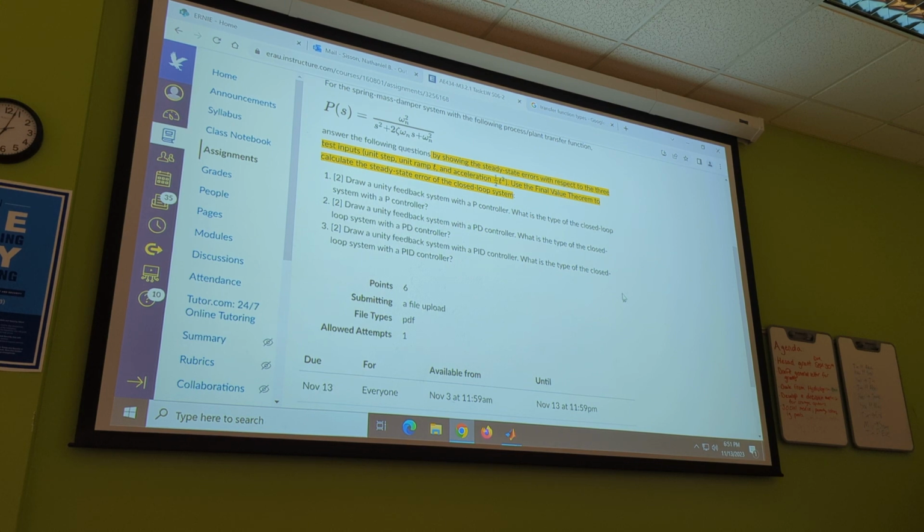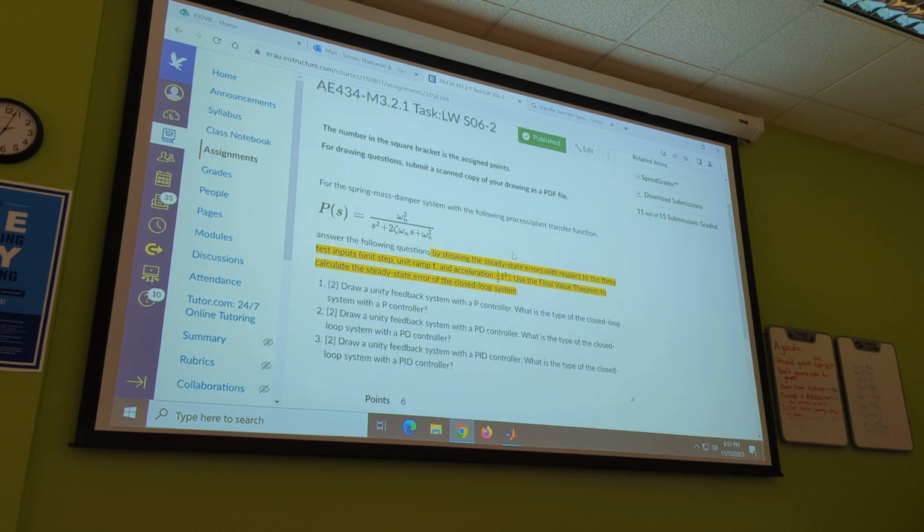Okay, so now, do you want to finish one with doing a ramp and acceleration, or do you want to do 2 and 3 using the step? Can you do 2 and 3? Using the step input, okay. So yeah, that's actually probably better.